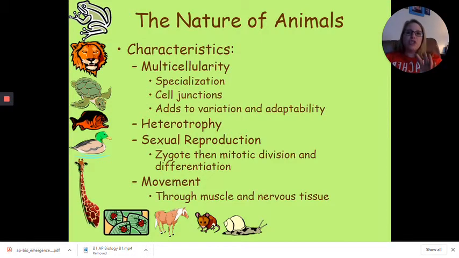They have cell junctions, which means the cells talk to each other, and the cells adapt based on what they need to do.